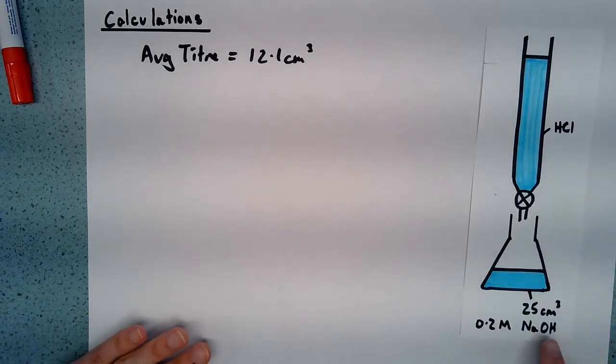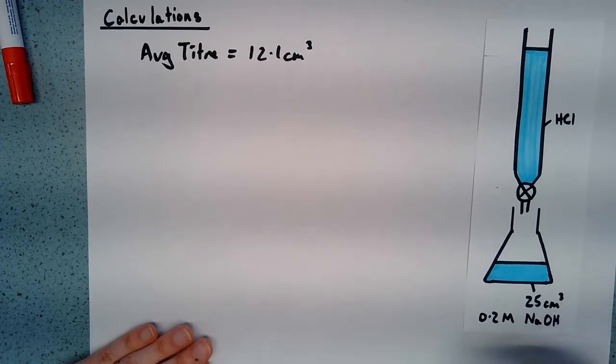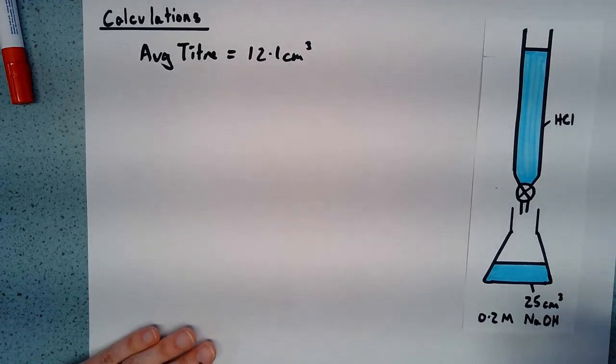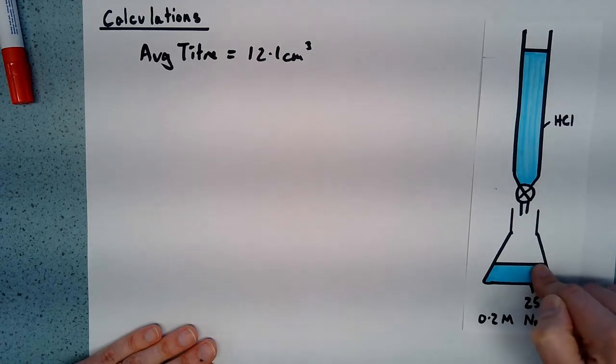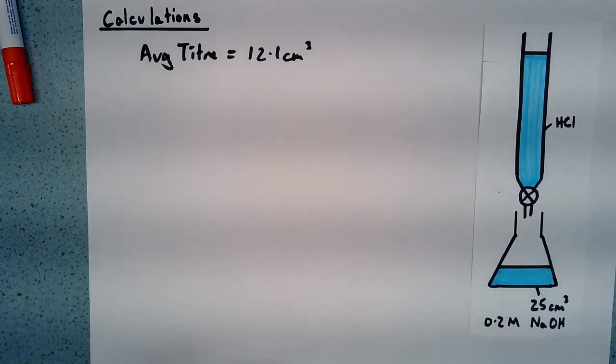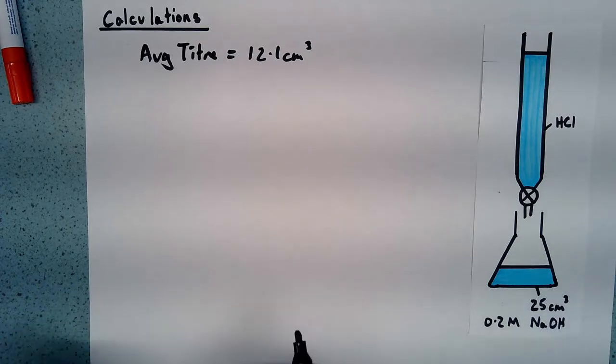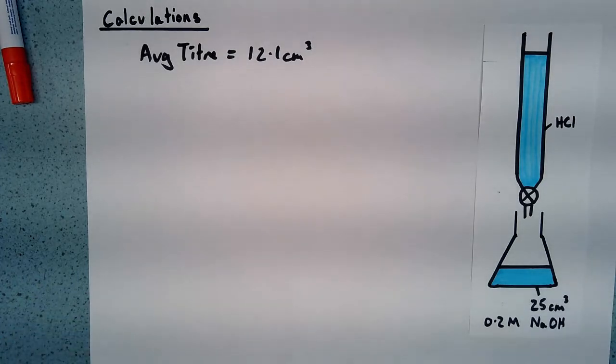So it doesn't matter which way round it is, it doesn't matter what the two chemicals are, we always have one of which we know the concentration, and we have a volume in our conical flask, and we have a volume in our burette. And so, depending on which one it is, we will have to change our method slightly, but the method is always following the same logic, and the logic is this.